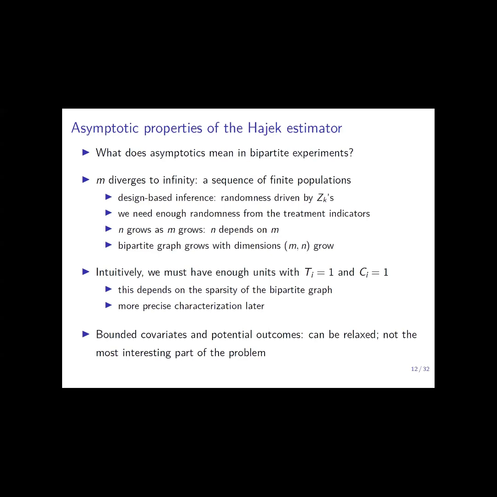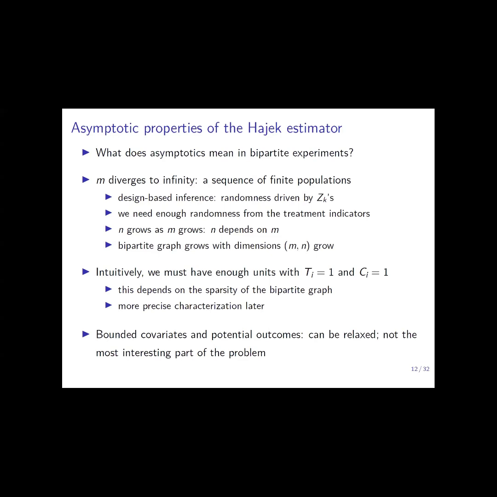Here we focus on one regime; the choice of the regime is not unique. We let M diverge. What's M? M is the number of treated units, because that's the only source of randomness. If you want to do asymptotics, CLT or those limiting theorems, you need to have enough random variables. The number of Z_k's will diverge, obviously. The randomness is driven by the Z_k's.